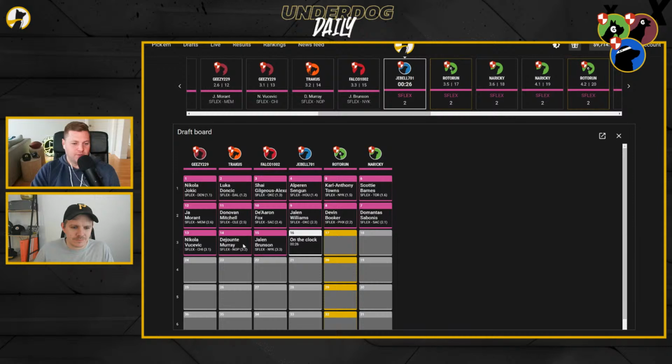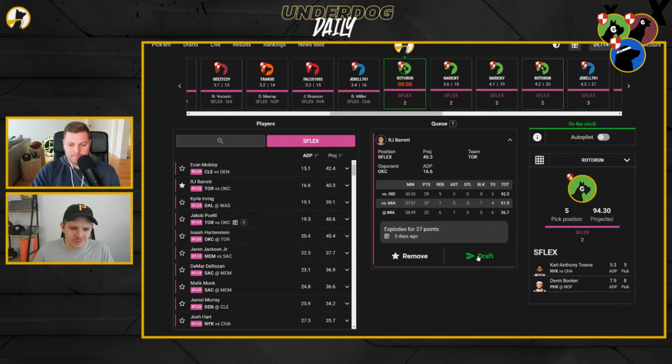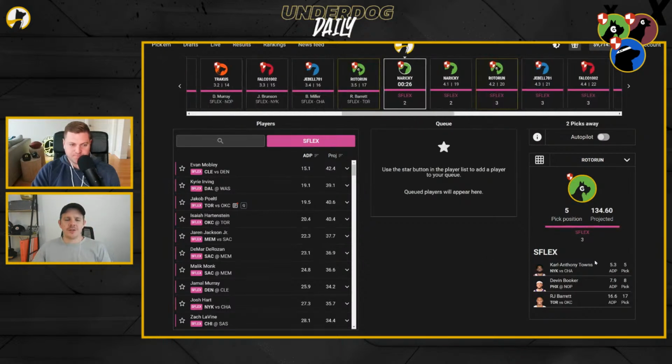There's your DeJounte Murray pushed up to 14 there, Nez, ahead of Jalen Brunson, so his ADP is kind of a fugazi. Brandon Miller goes there. Evan Mobley, RJ Barrett. The Wood said he likes Kyrie Irving this evening. What do you like in this range, bro? I've been doing RJ, but you can always do Kyrie against the Wizards too. But I've been doing RJ.